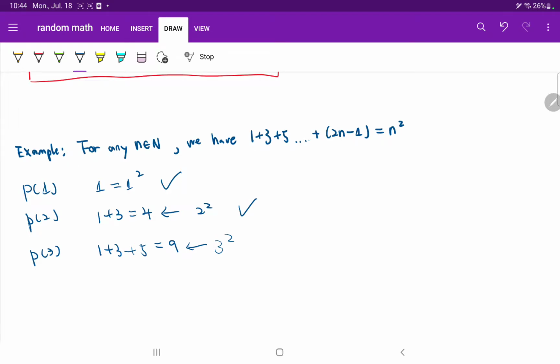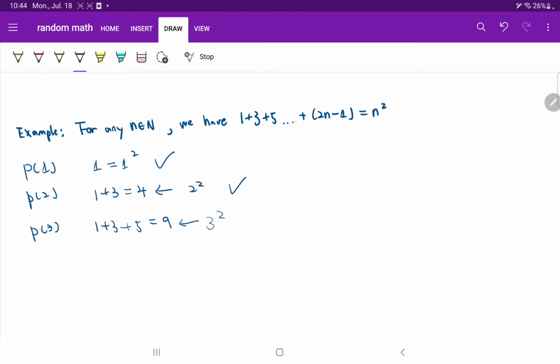So let's look at our example here. How exactly are we going to prove this? Well, let's erase P2 and P3 first, because we don't actually need them. Our first step in induction will be really easy, which is checking the first condition. Is the base case true? Well, the base case is 1, and 1 is equal to 1 squared.